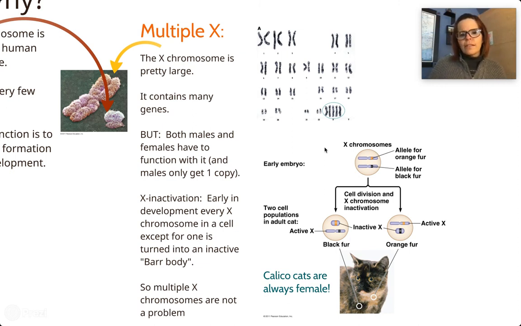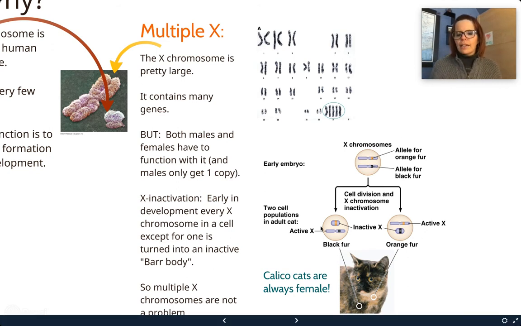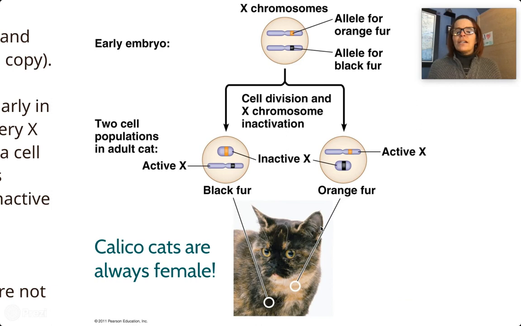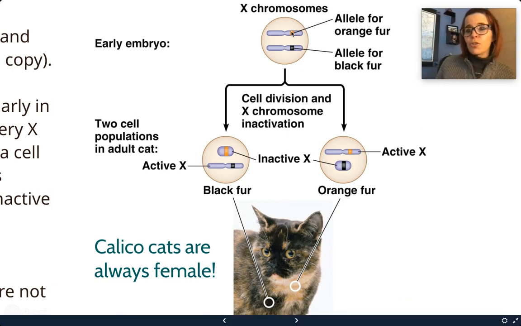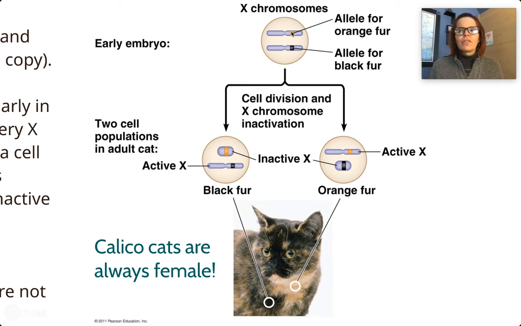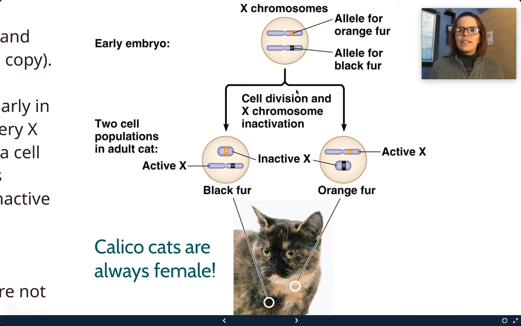Early in development, every X chromosome in a cell, except for one, is turned inactive, and they call it a Barr body. So take a look at this because it's so interesting. This calico cat example, let me bring it up closer here. Calico cats have X and Y chromosomes, just like humans do. And this is a female cat because it received 2 X chromosomes.